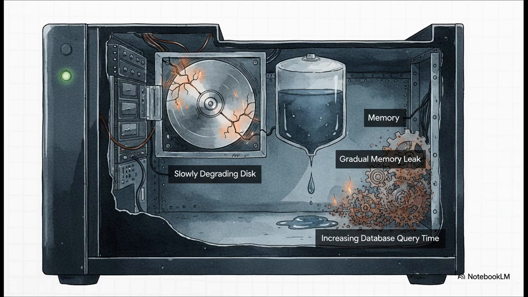Think of these as slow burn problems. A disk doesn't just explode, it degrades slowly. A memory leak sips away at resources drip by drip over hours, sometimes days. These problems don't trigger the big alerts until they finally cross some critical threshold. And by then, a massive cascade has already begun, which makes finding the true root cause incredibly difficult.